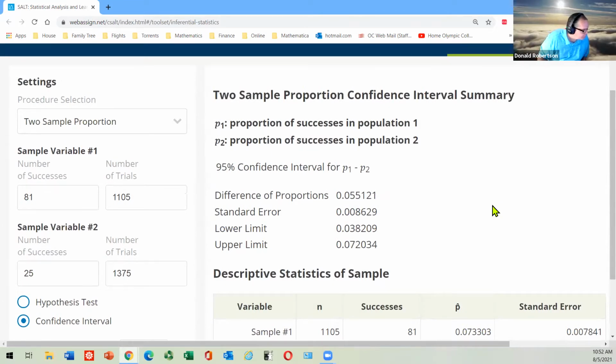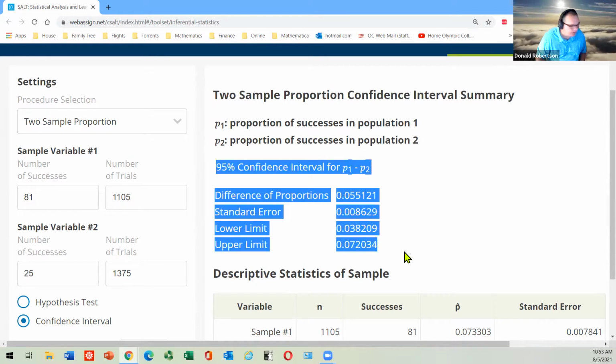In this list, the important stuff is right here. It says difference in proportions, so p1 hat take away p2 hat, that is 0.055. The standard error is 0.008 and some other stuff. The lower one is 0.038 and the upper one is 0.072. So everything you really want to know is typically here, right in that bunch.